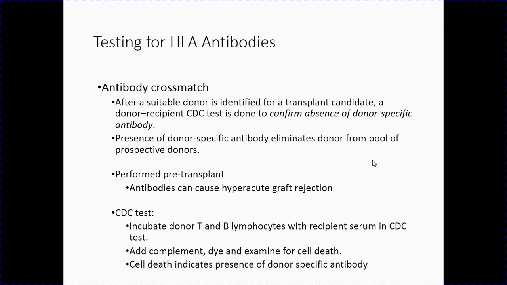So we talked about HLA antibodies. We talked about the presence of antibodies, the presence of antigen. Now we've detected that they're there. What do we do? If a patient has an antibody and the donor has been identified as a candidate, we're going to do another CDC test to confirm that the patient doesn't have the antibody to the donor.